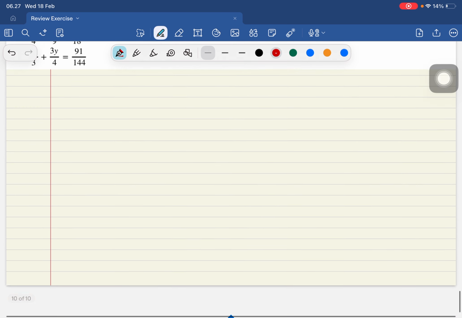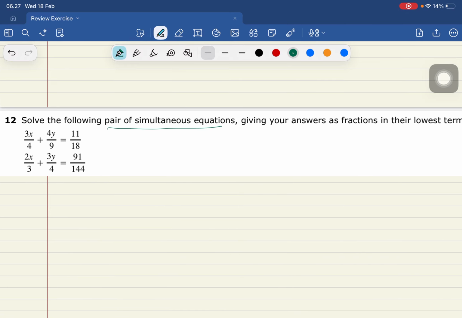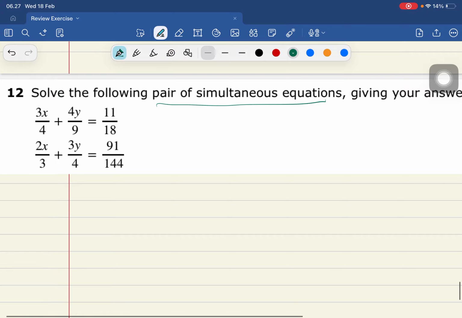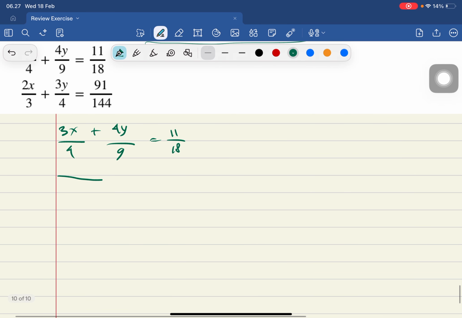Okay, 12. Solve the following pair of simultaneous equations. Let's start with 3x over 4 plus 4y over 9 equal to 11 over 18. Let's do the left side first. So make the denominators equal. 4 times 9 is 36. So 9 times 3x, then plus 4 times 4y.